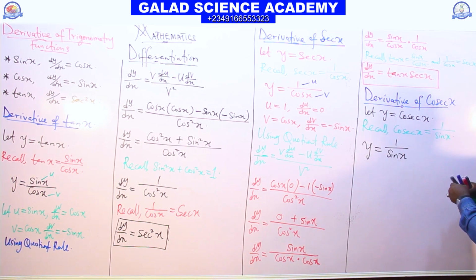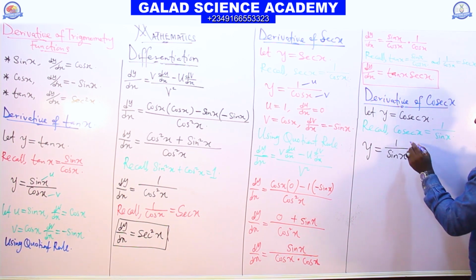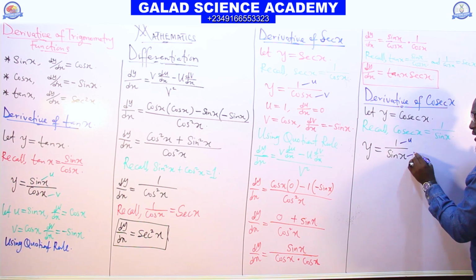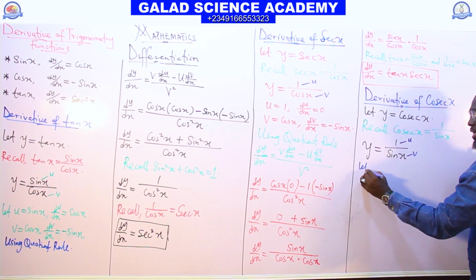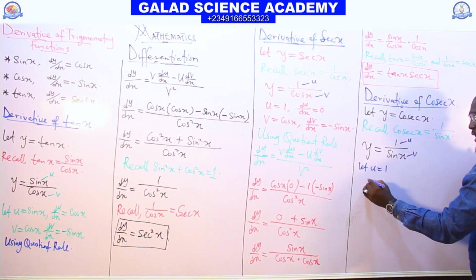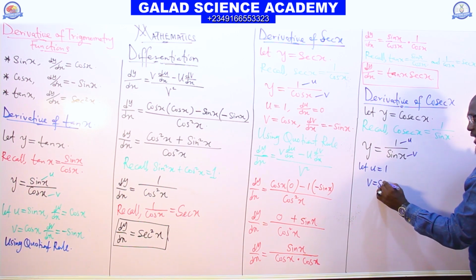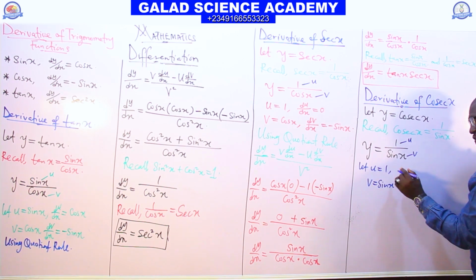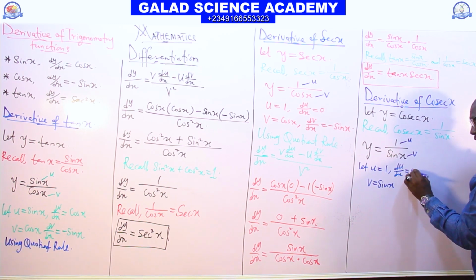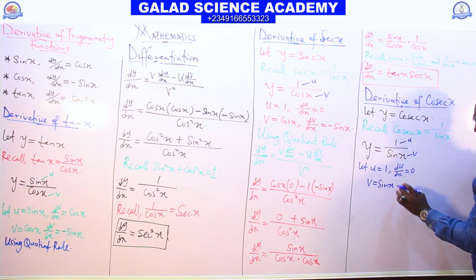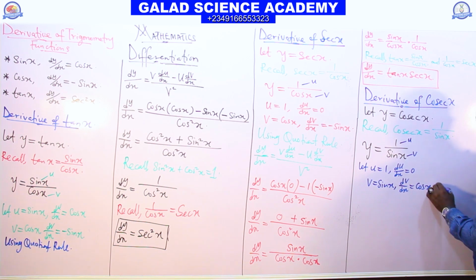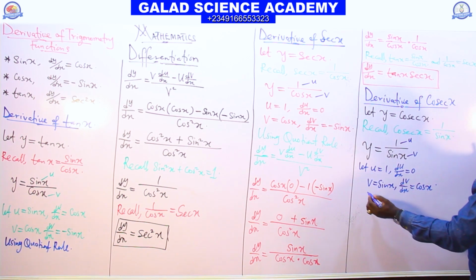By redefining my y as 1 over sin x, I can now agree that let u equal 1, and let v equal sin x. So if this is so, you have du/dx is 0, and dv/dx is cos x.